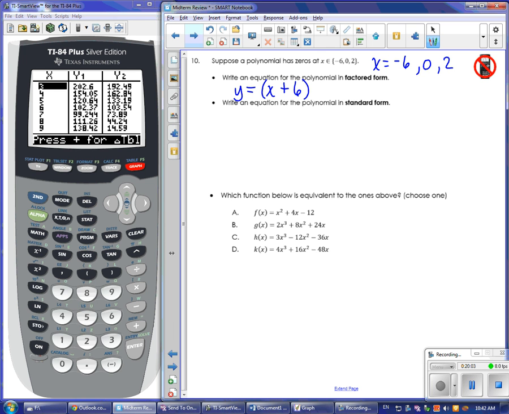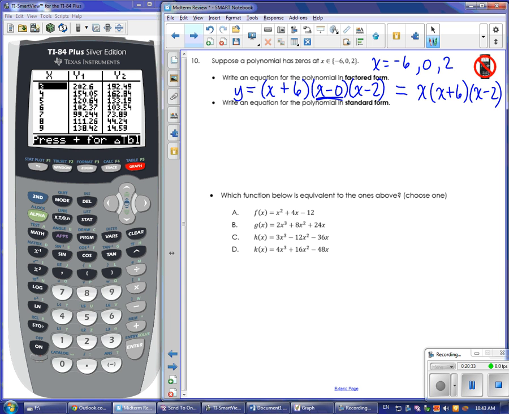If I have an x-intercept at 0, that would be the same as saying x minus 0. And if I have an x-intercept at 2, that's the same as x minus 2. Now this quantity here, x minus 0, obviously it's just going to simplify to x. And some of you are able to do that right away. And a lot of times we put the x in front. And so we'd have x times x plus 6 times x minus 2. And that's what the equation would look like in factored form.